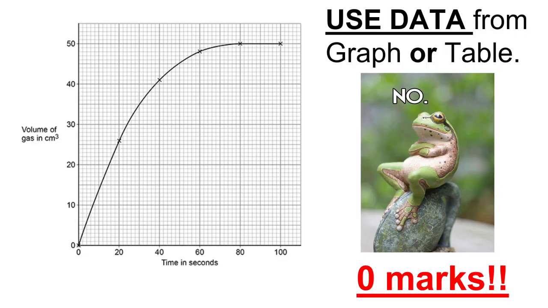If they tell you to use data from a graph or table and you don't use any numbers or data, you'll get no marks. They've asked you to use data. You must use data from the graph or table. So many times everyone can see the line goes up. You must say at what point, okay?